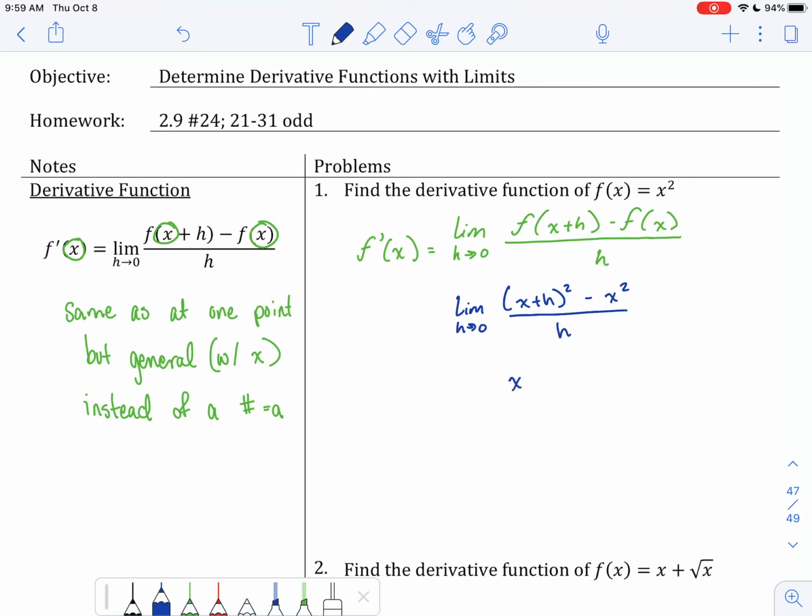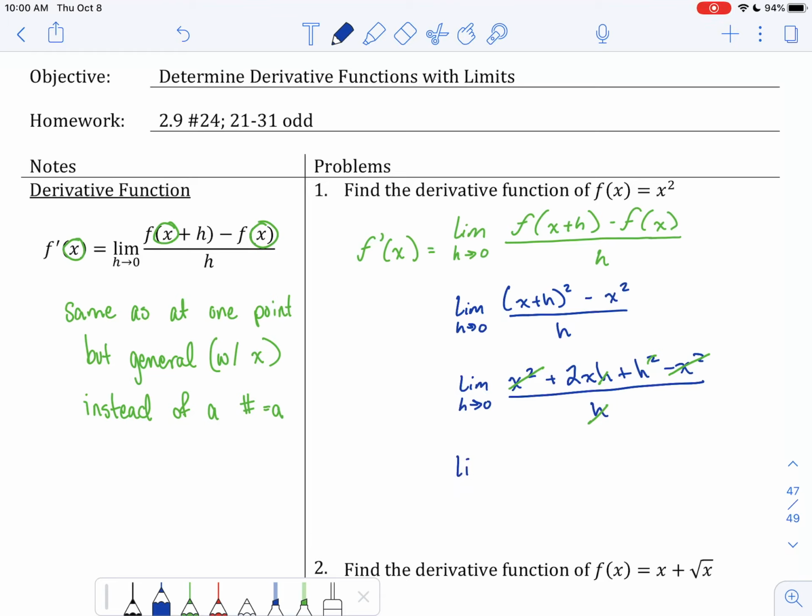We'll expand out that polynomial, x squared plus 2xh plus h squared minus x squared all over h. So this should feel, again, very similar. We're just using x instead of a when we have the subtraction. That cancels, and then we are left with terms that all have a common factor of h, so we can factor out one of those.